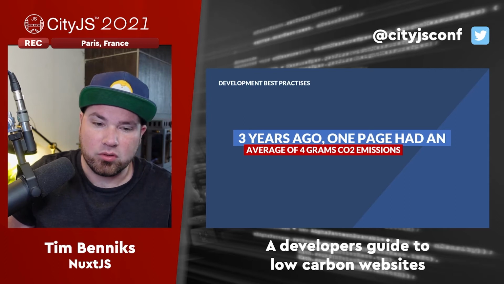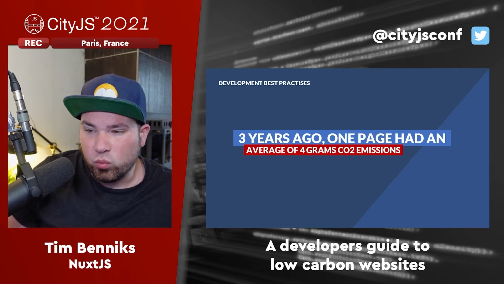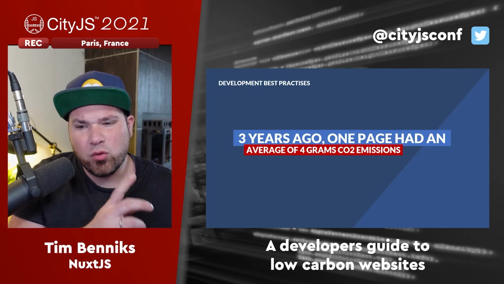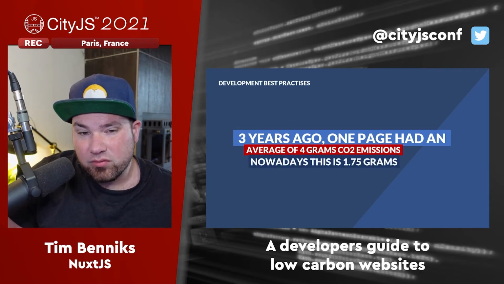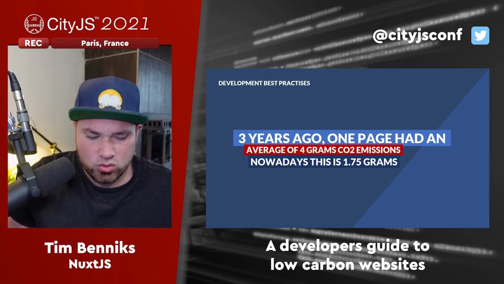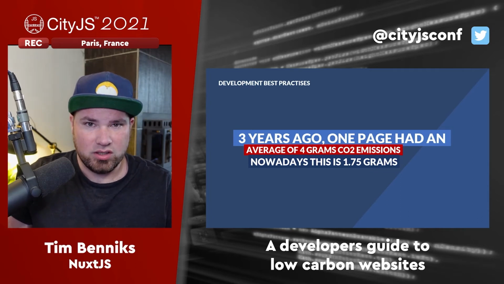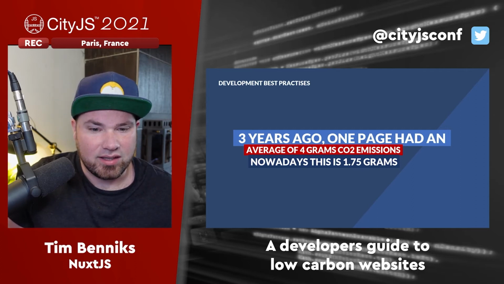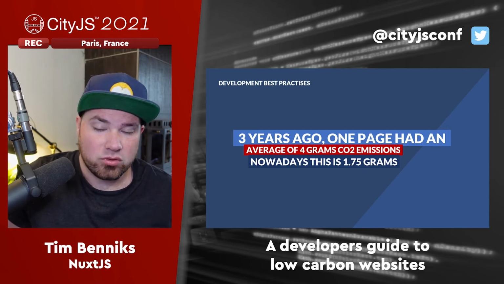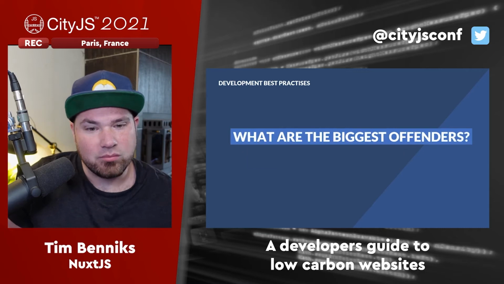And like I said before, about 3 years ago, one normal page had an average of 4 grams of CO2 emissions. And nowadays it's 1.75, which is already way better, because we all understood that performance leads to better click-through rates, conversions, things like that. But it's actually also really good for carbon emissions, or less carbon emissions.